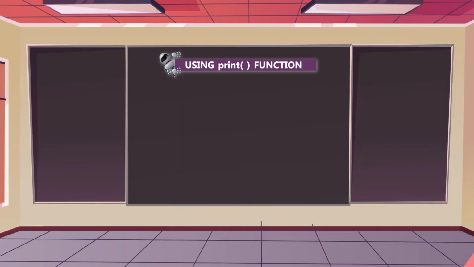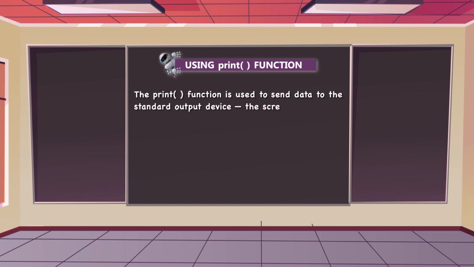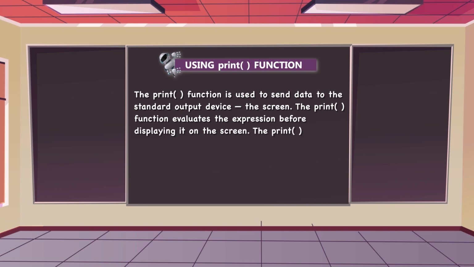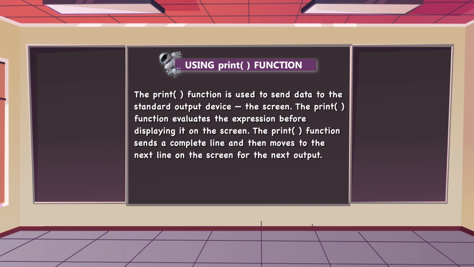Now, using print function. The print function is used to send data to the standard output device, that is, the screen. The function evaluates the expression before displaying it on the screen. It sends a complete line and then moves to the next line on the screen for the next output. Here is the syntax.